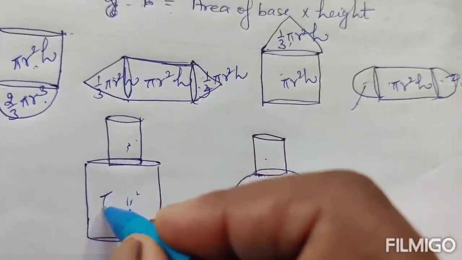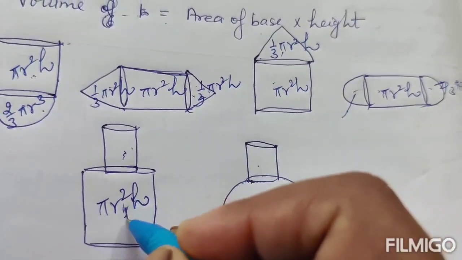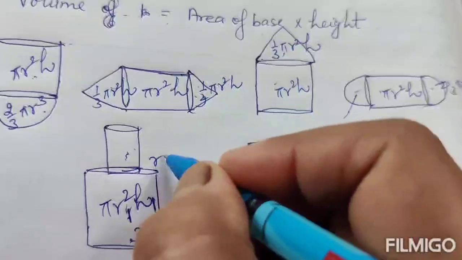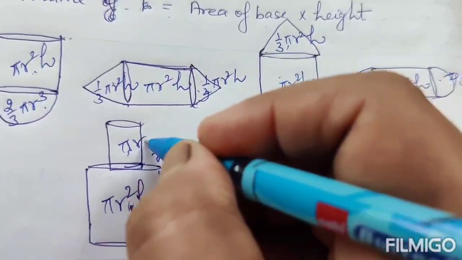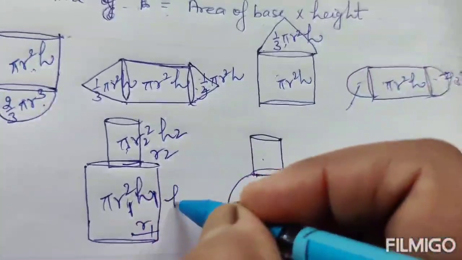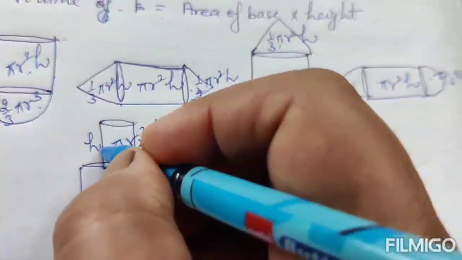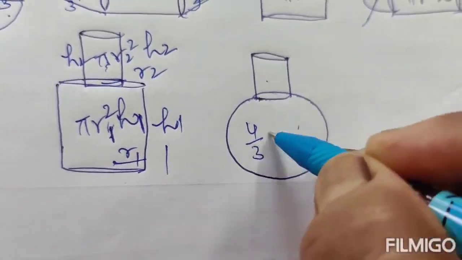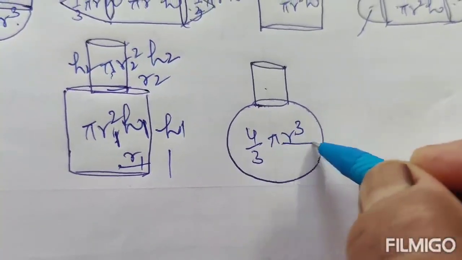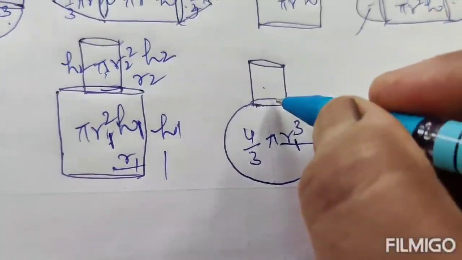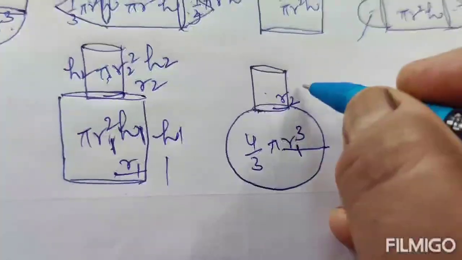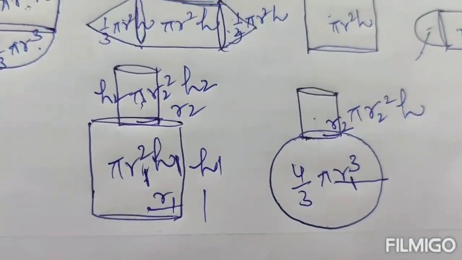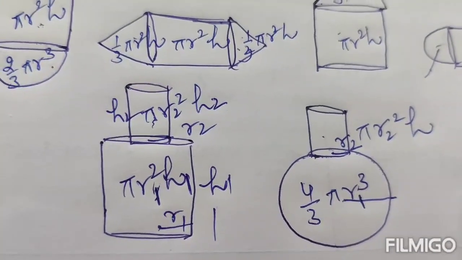Both are cylinders. The volume of this cylinder is pi r1 square h1. The radius is r1. Here the radius is r2, then pi r2 square h2. The height of this cylinder is h1 and this is h2. And volume of this sphere, 4 by 3 pi r cube. r1 and r2 are the radii of the cylinders. We have to add the volumes of these two solids in this exercise.